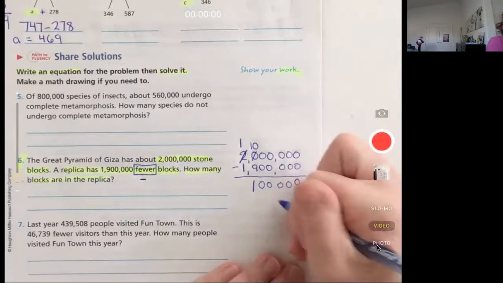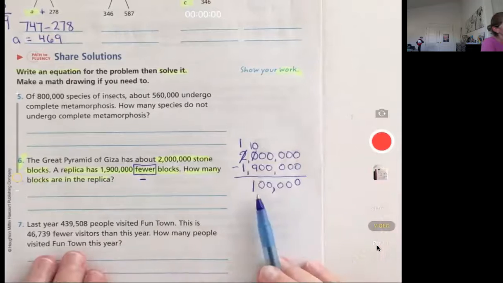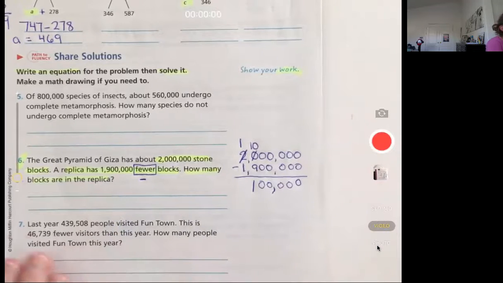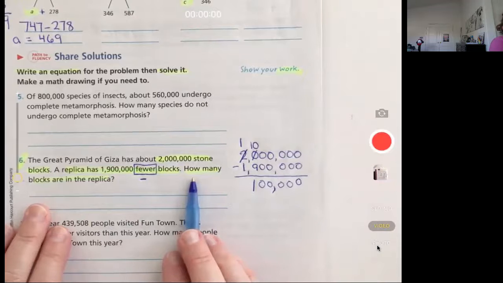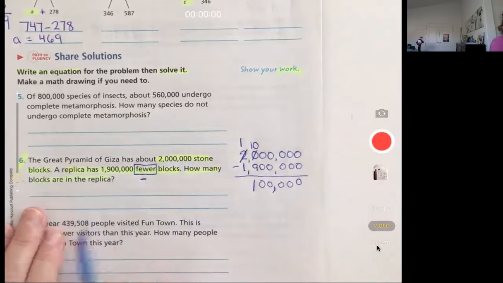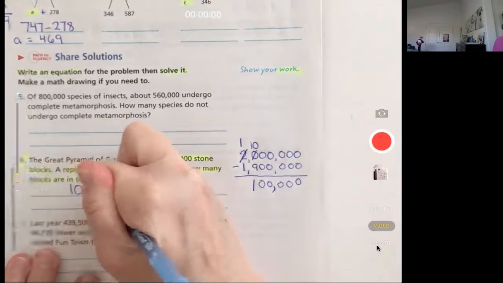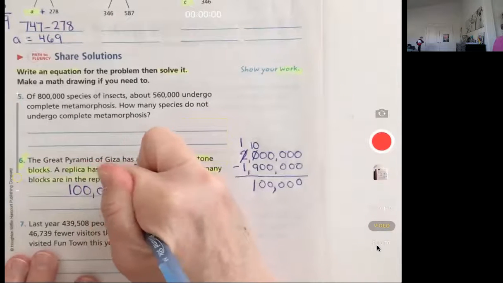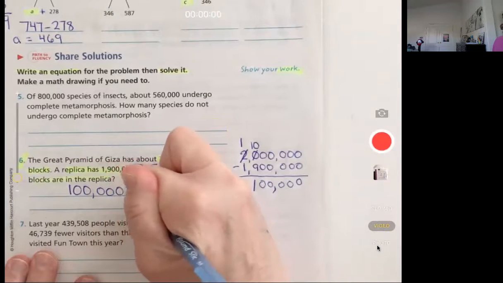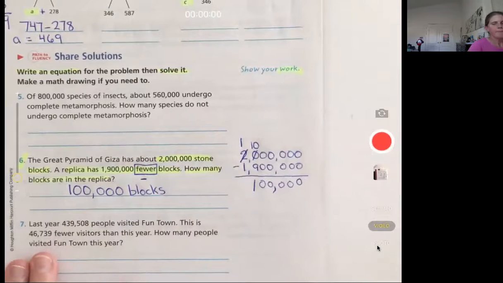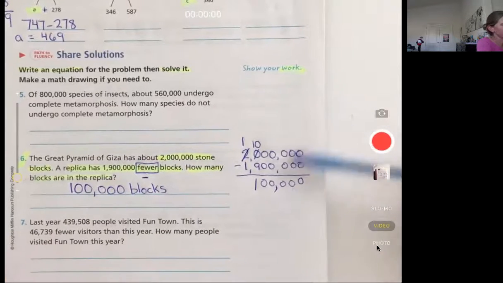1, 2, 3, comma. So my answer is 100,000 blocks, because when I look in my question, they're asking how many blocks are in the replica. So I'm going to go ahead and put my answer on the lines. Okay, so that's what I'm expecting to see.